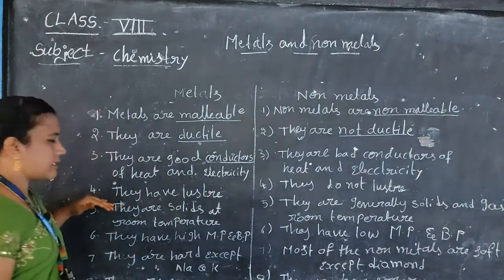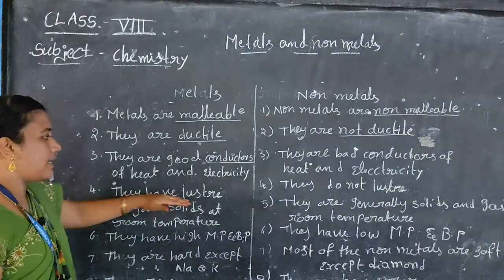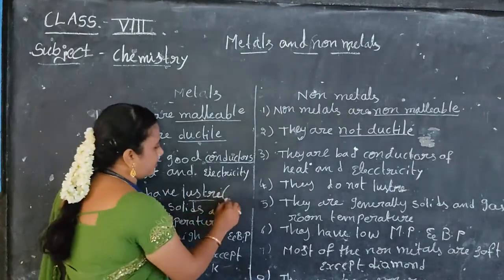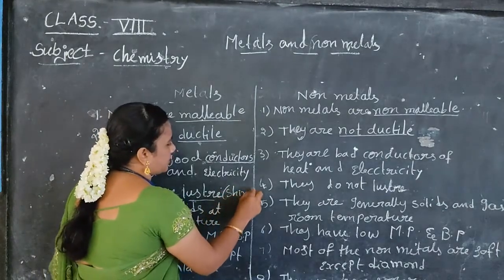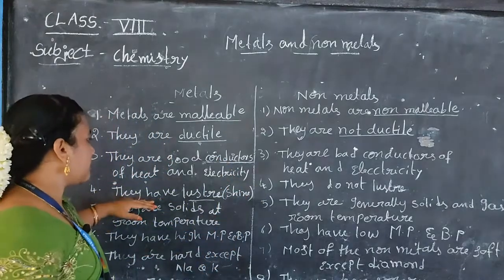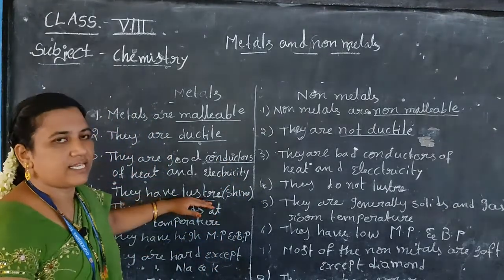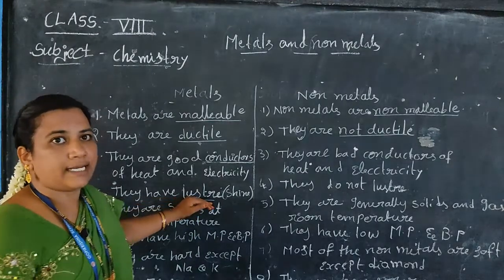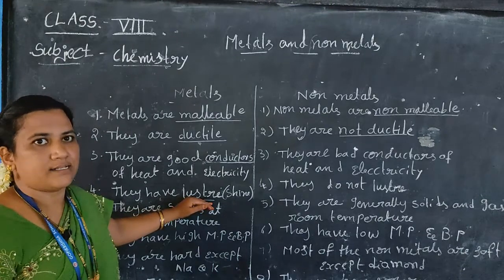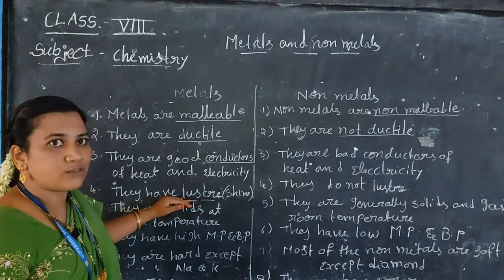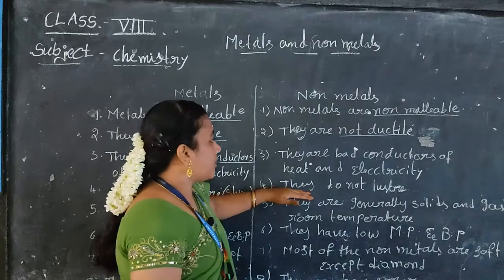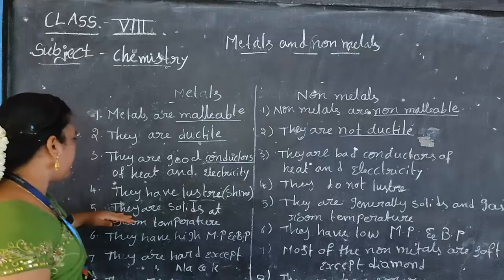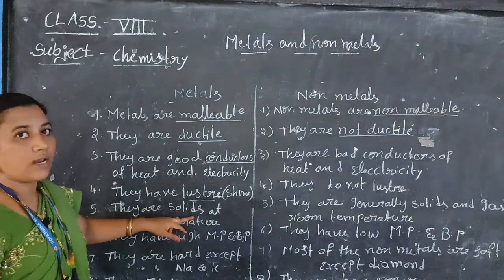Coming to the next property, metals have lustrous nature, meaning shine. Most of the metals are lustrous in nature. They shine because of this nature only. We use them as jewelry items and decorative materials. Like that, we are using these metals. Next, non-metals do not have luster.